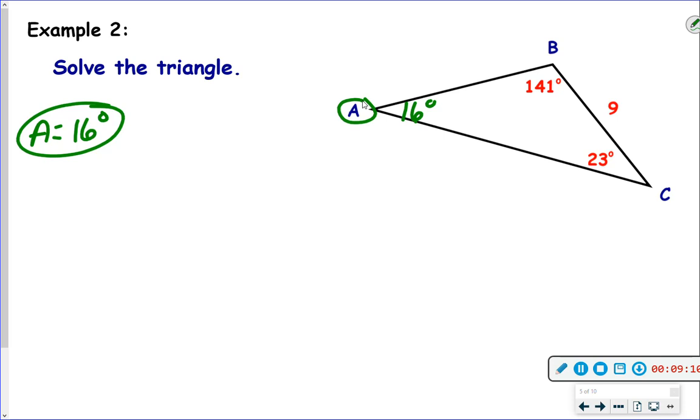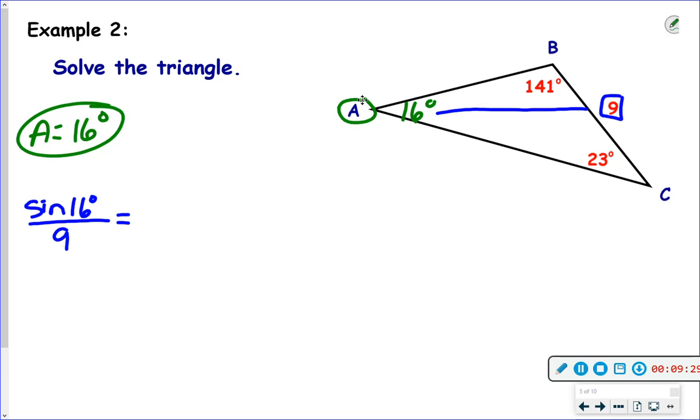Okay. Now, for law of sines, my first fraction, I'm looking for an angle and opposite side. We only have one side right now. We've got 9. And of course, across from it's the 16. So I'm going to do sine of 16 over 9.